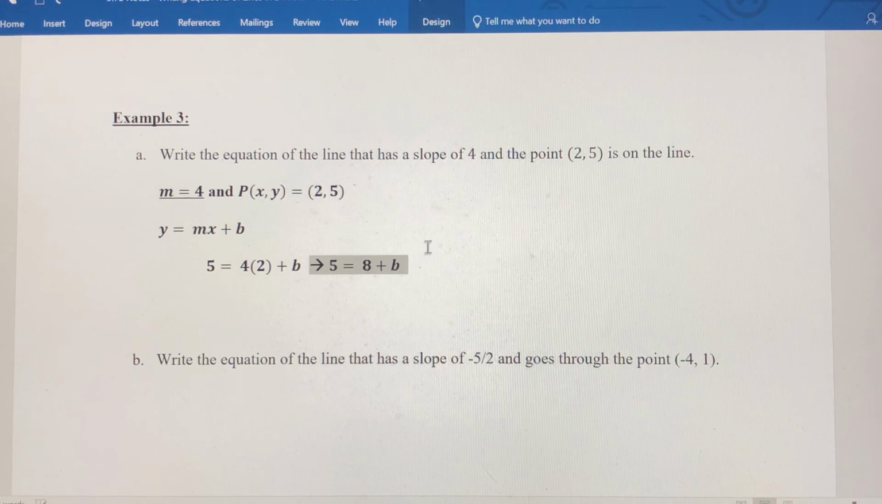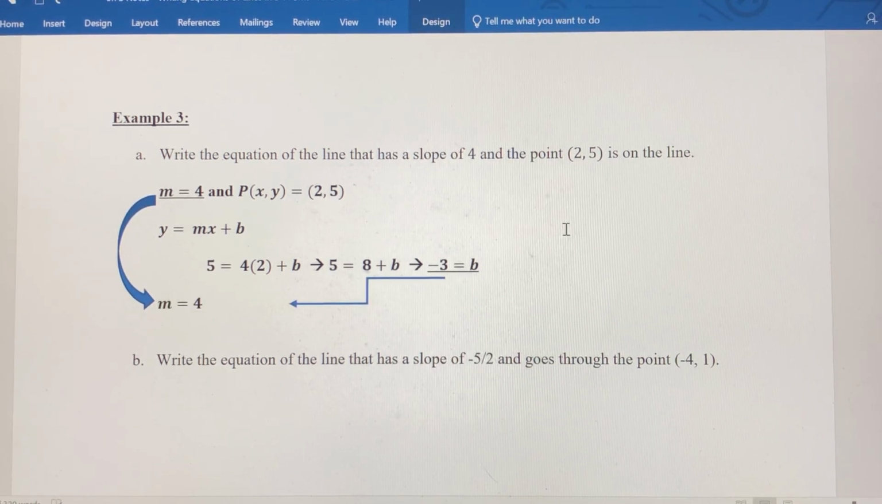I know 4 times 2 is 8, so that means 5 equals 8 plus b. And in order to solve for b, I'm going to subtract 8 from both sides. So that means my b value, based on what's happened here, is -3, okay? So now I know the slope, I know the y-intercept, so it's very simple to write an equation in slope-intercept form, okay? So I know the slope is 4. I know the y-intercept is -3.